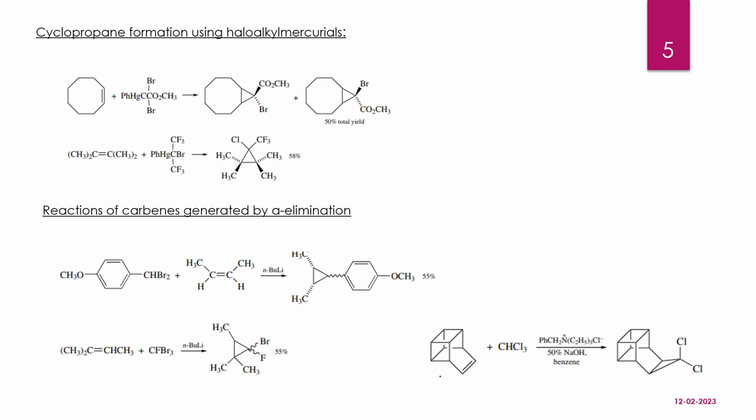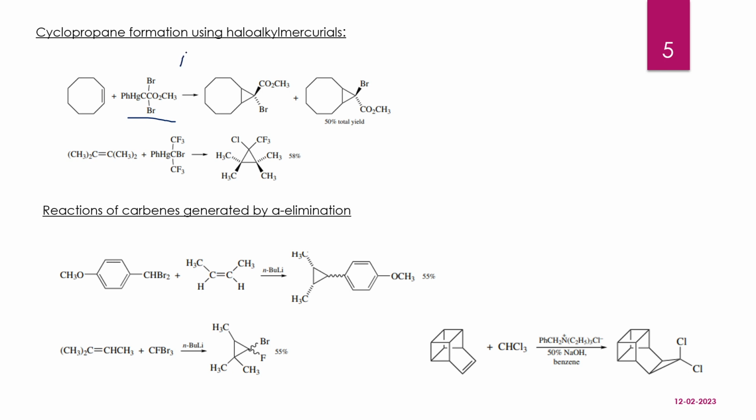The next reaction: a carbene system can be generated from a halomercury compound also. From a mercury compound also we can get this type of carbene. We can generate the carbene. So here you can see here is a mercury compound. It will generate a carbene.